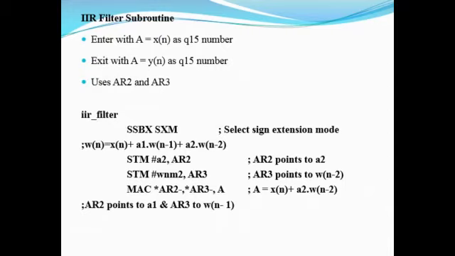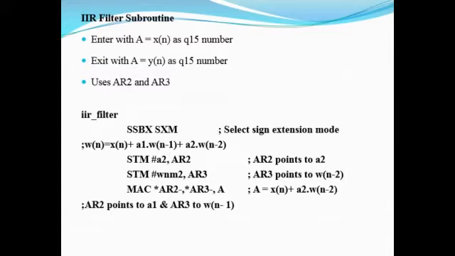So one is select sign extension mode. This is a common instruction we write in a code. Then we perform W of n, which is x of n plus a1 into W of n minus 1 plus a2 into W of n minus 2. So AR2 is pointed to a2, AR3 is pointed to W of n minus 2.